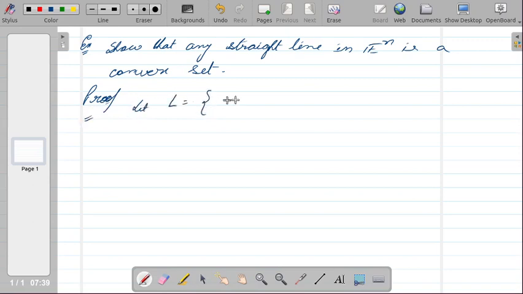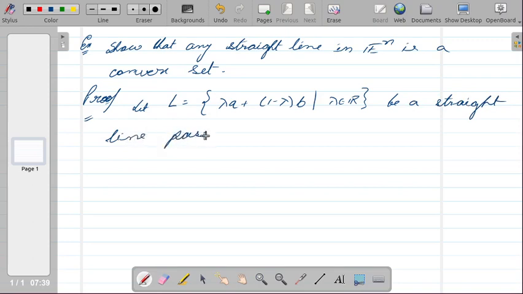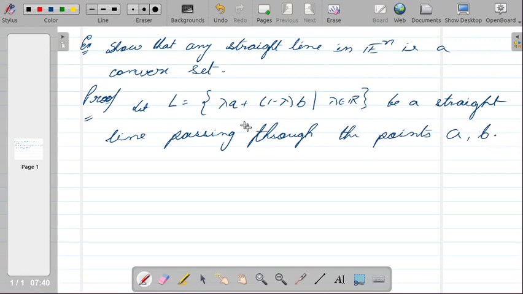Let L be a straight line, any straight line in E to the power n. We have to fix the points through which it passes, otherwise it is difficult to define a straight line. So let us fix some points a, b, and let L be the set of all lambda a plus 1 minus lambda b such that lambda belongs to the real numbers, the straight line passing through the points a, b.